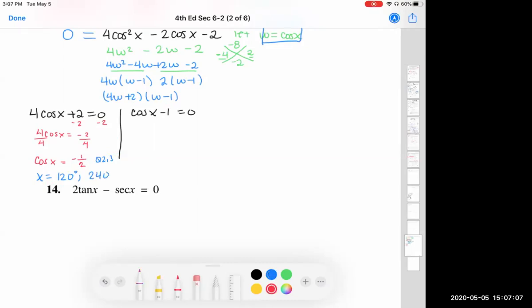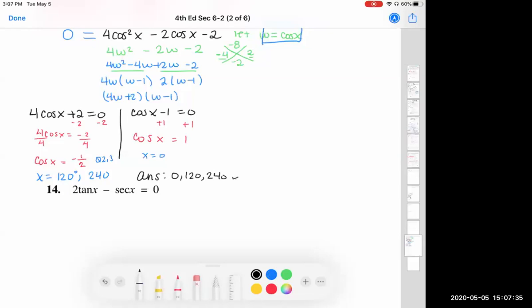Now for our other one, let's add 1, add 1. The cosine of x is equal to 1. When is cosine 1? Positive 1. Cosine is only 1 at 0. So x is equal to 0. Those are our answers. So our answers are 0, 120, and 240.